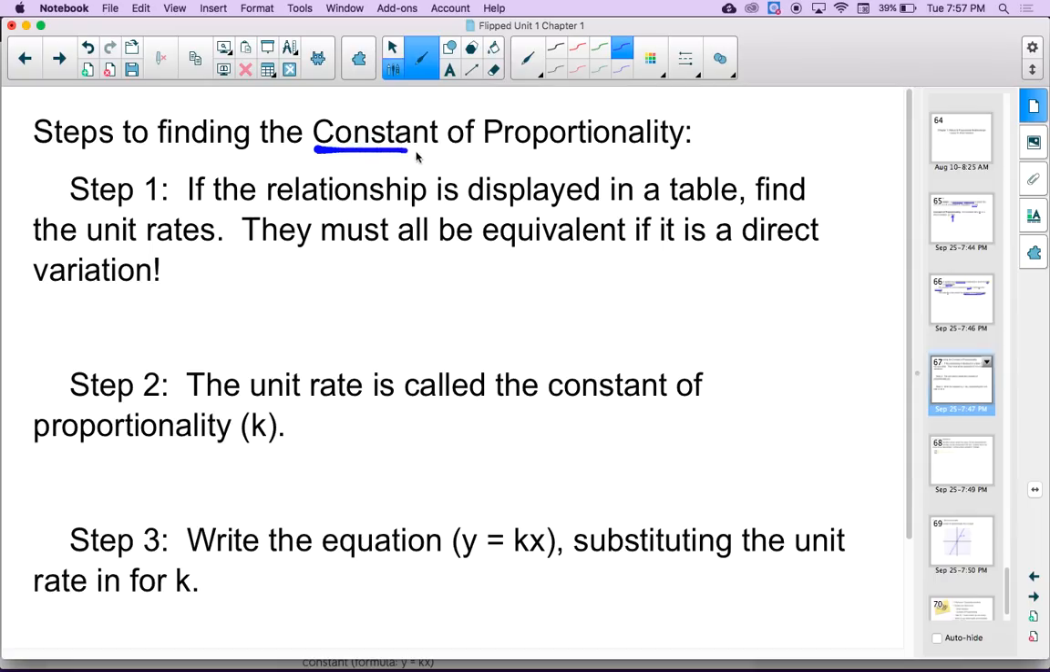Steps to finding the constant of proportionality. So we're going to see how to do this if they give us our relationship in a table first. So if the relationship is displayed in a table, first we're going to find the unit rates. Remember, all of our unit rates must be equivalent if this is a direct variation because it has to be proportional. Step 2, the unit rate is that constant of proportionality. So once we have our unit rate, we know what k is. Step 3, we're going to write the equation y equals kx, but instead of writing the k, we're going to put our unit rate number in that spot. And then we will have our direct variation ready to go.